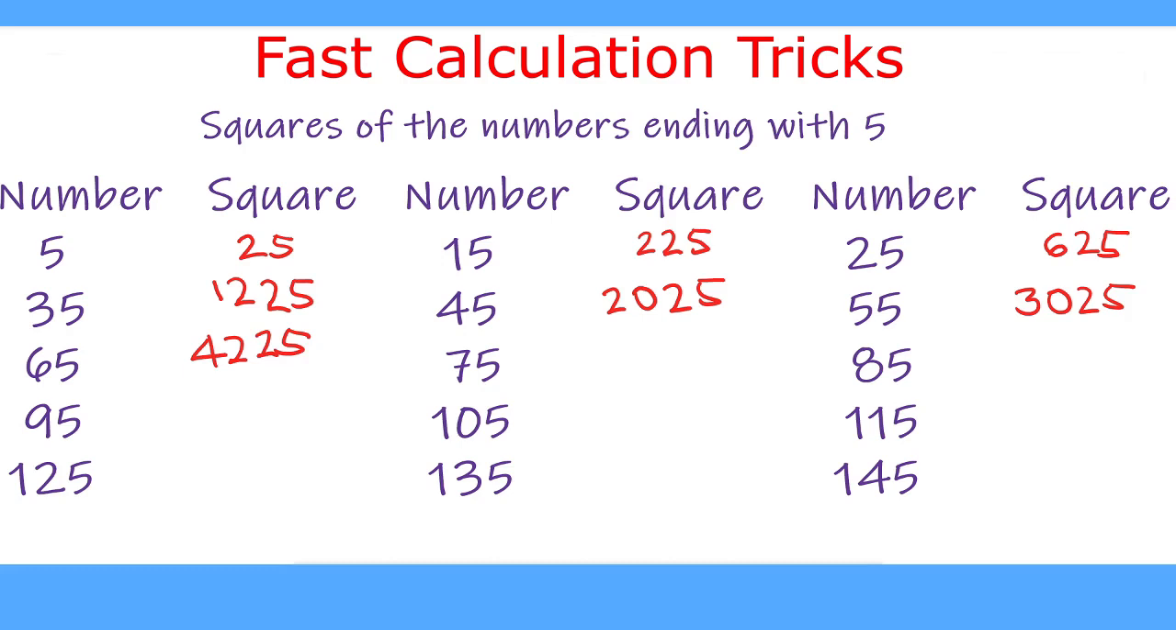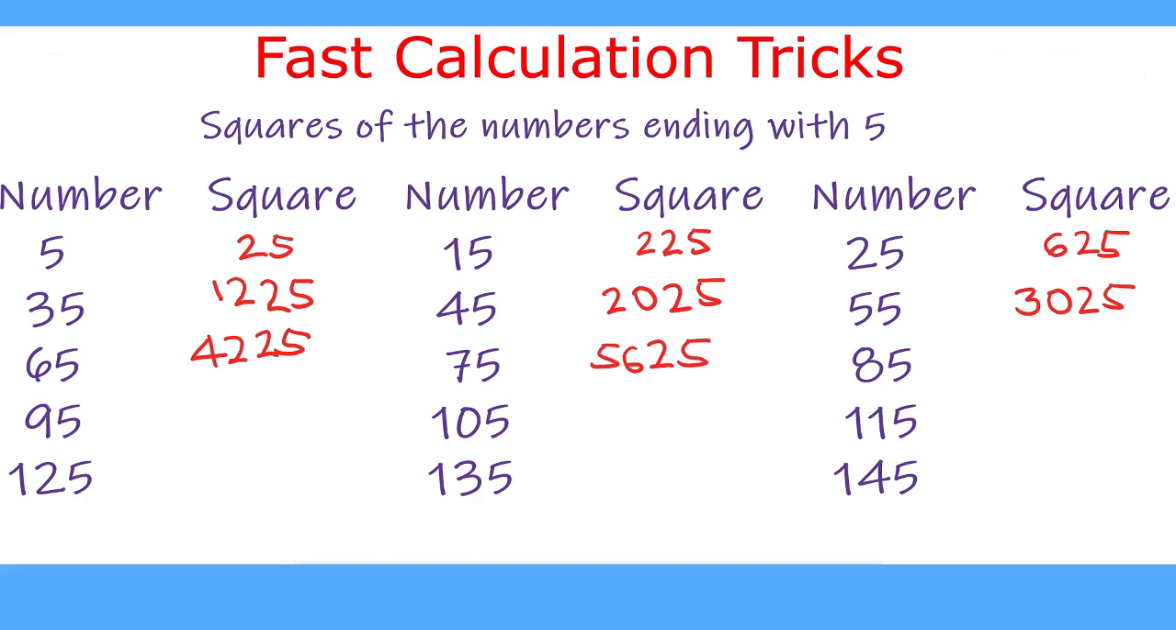Now square of 75. The digit at tens place is 7. We have to multiply 7 by next higher number which is 8. 8 times 7 is 56. We write 56 and after that we have to write 25. So square of 75 is 5625.